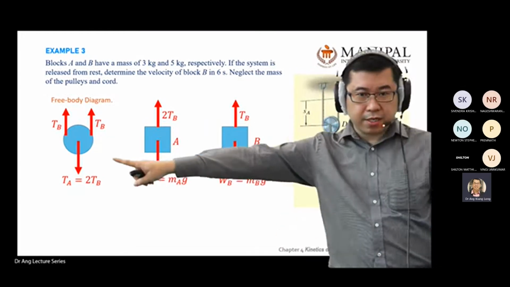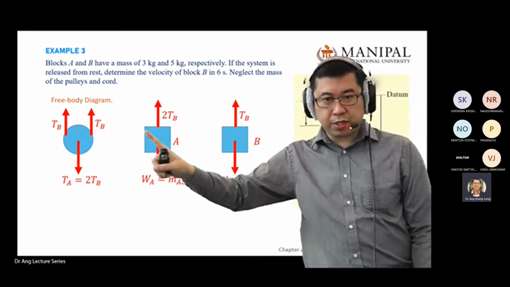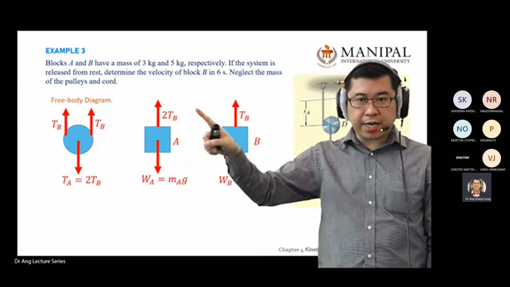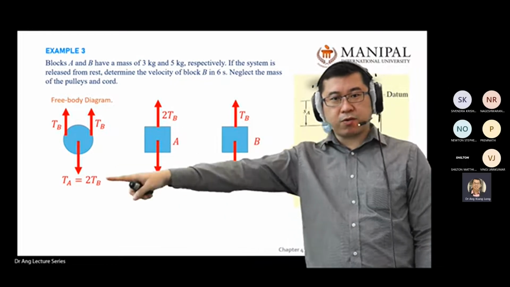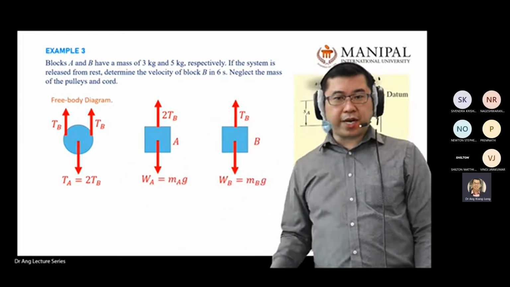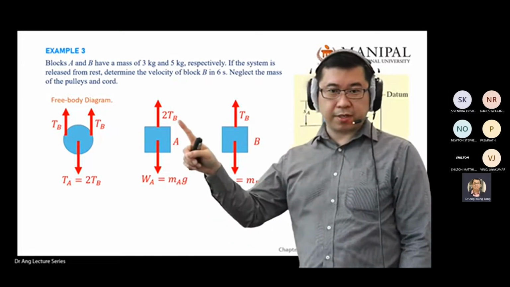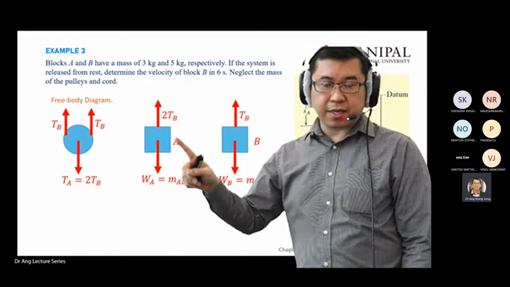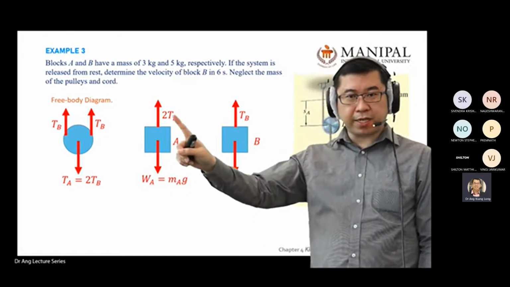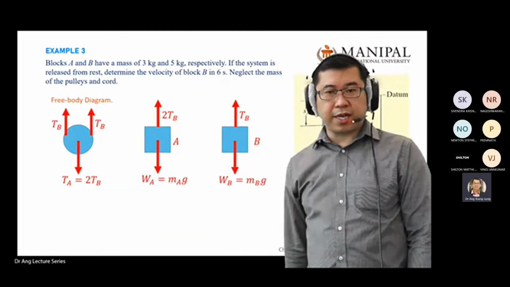This is just additional information to link T_A and T_B. Why do I substitute T_A equal to 2T_B? I reduce one unknown in my calculation. I reduce finding T_A, because once I know T_B, I know T_A directly.